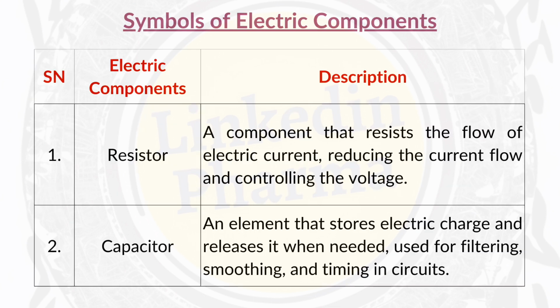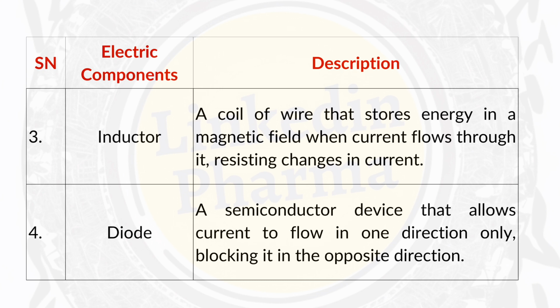Symbols of electric components. Here are some common symbols used to represent electric components in circuit diagrams. Resistor. Description: a component that resists the flow of electric current, reducing the current flow and controlling the voltage. Capacitor. Description: an element that stores electric charge and releases it when needed, used for filtering, smoothing, and timing in circuits. Inductor. Description: a coil of wire that stores energy in a magnetic field when current flows through it, resisting changes in current.